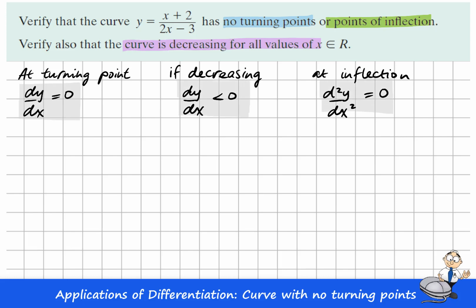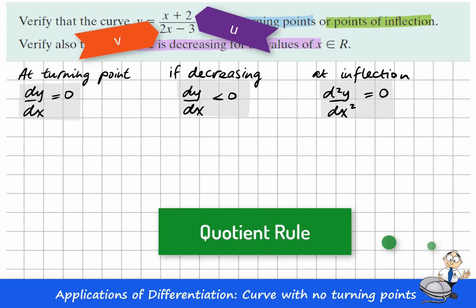We see that it's a quotient, so we use quotient rule. u is x plus 2 and v, the denominator, is 2x minus 3. The quotient rule says the derivative is v times du dx, so that's 2x minus 3 by the derivative of x plus 2, which is 1, minus u, which is x plus 2, times the derivative of v, dv dx, that would be 2, all divided by v squared.